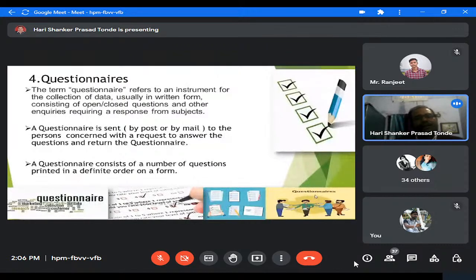You have to make a printed document for the questionnaire. You have to select the particular questions, and you distribute the questionnaires to the particular group of people. They answer the questions asked by you, and they submit them to you. So these are some methodologies of questionnaire. A questionnaire consists of a number of questions printed in a definite order on a form.